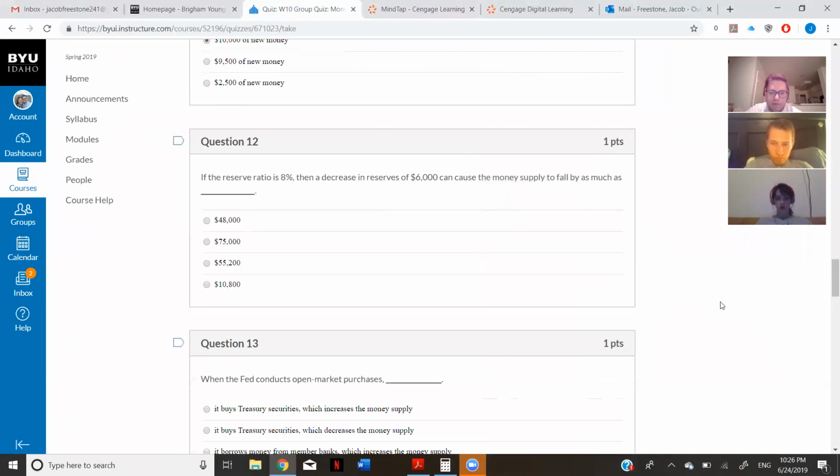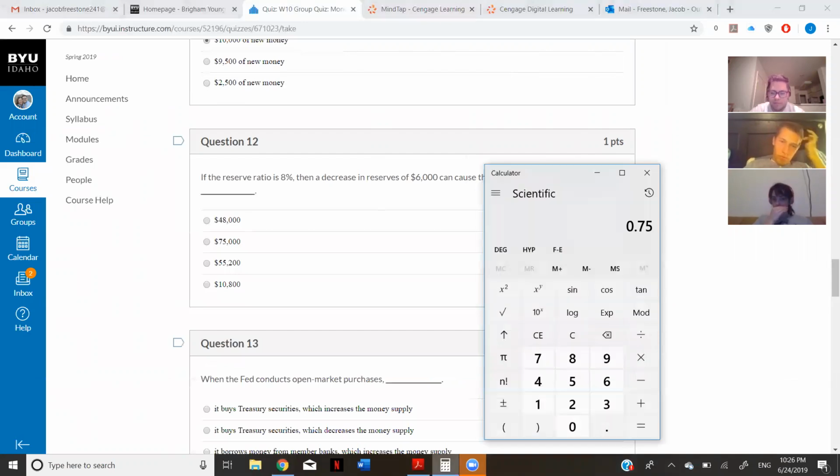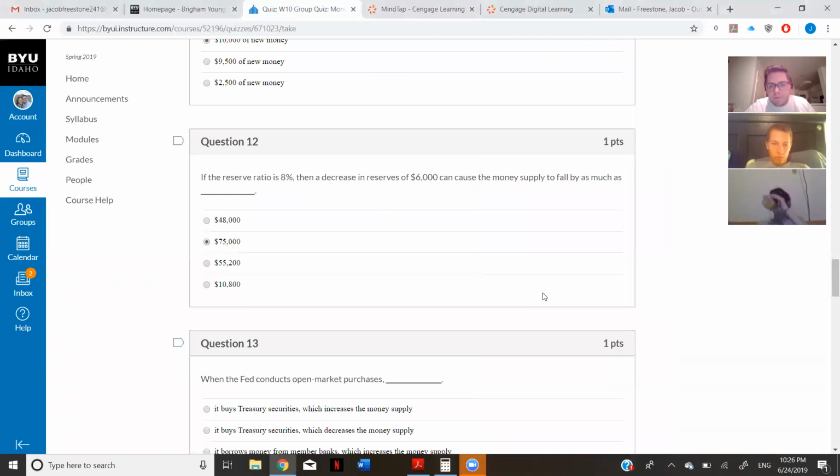Question 12, if the reserve ratio is 8%, then a decrease in reserves of 6,000 can cause the money supply to fall by as much as how much? Then that would be 75,000. Yeah, I think so. Let me just do the math again really quick. Yeah, 75. Cool.